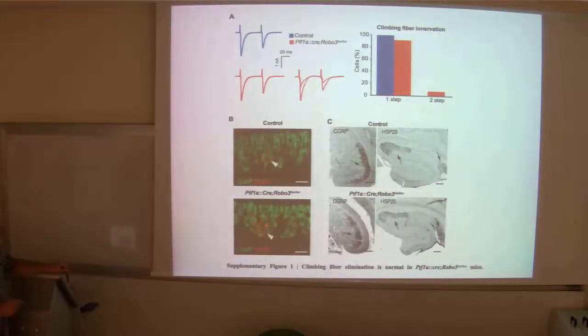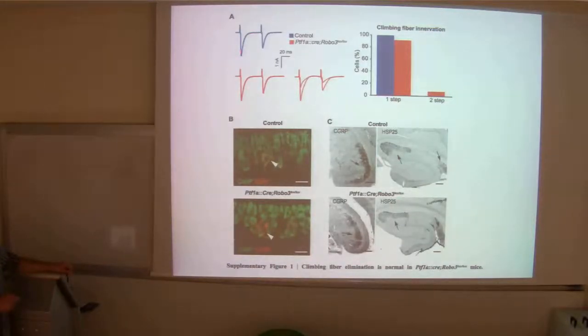So what you see here is in control, they do this protocol where they stimulate one climbing fiber and they get a strong EPSC, so current going into the cell. This is voltage clamp. So the current that goes down is an excitatory current going into the cell. Okay, and then you see that the second climbing fiber spike is translated into a smaller postsynaptic current. And this is because you have synaptic depression.